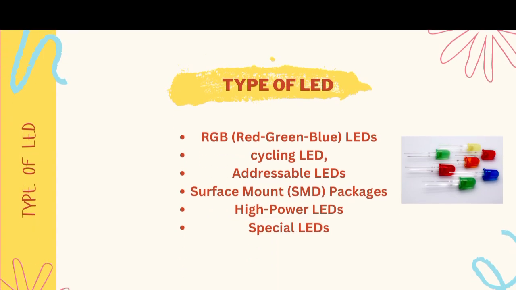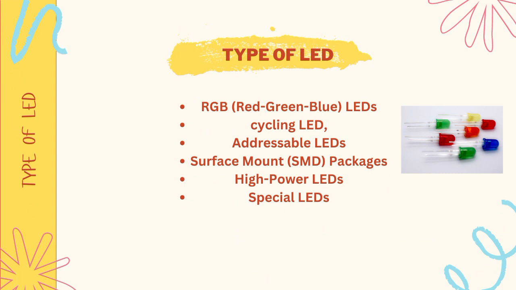For the second part of LED, which is types of LED, there are many types of LED. Firstly is RGB LED. RGB LED stands for red, green and blue LED. Second is cycling LED. Thirdly is addressable LED. Next, surface mount, which is SMD package. Fourth is high power LED, and lastly is special LED.